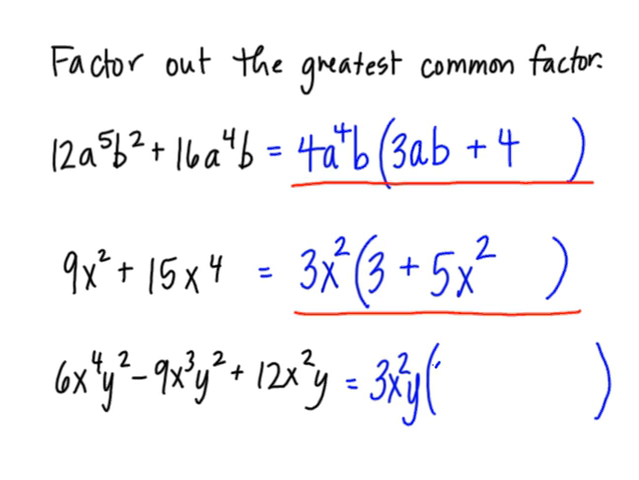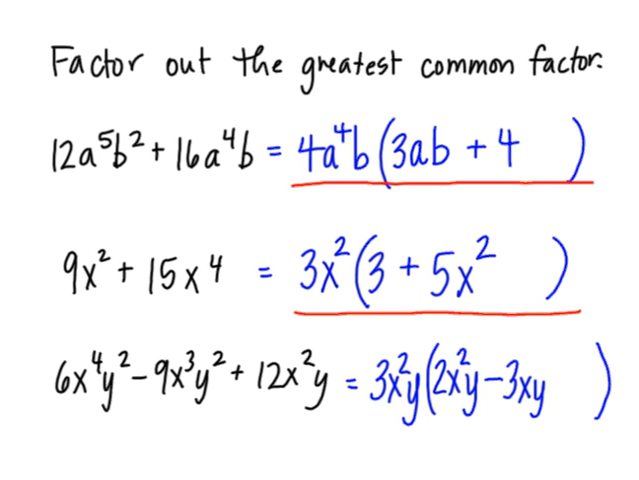3 times 2 would give me 6. To make 4 x's, that means I need 2 more x's, and I need 1 more y. My sign is negative. 3 times 3 would give me 9. I need 1 more x and 1 more y to make 2 y's.